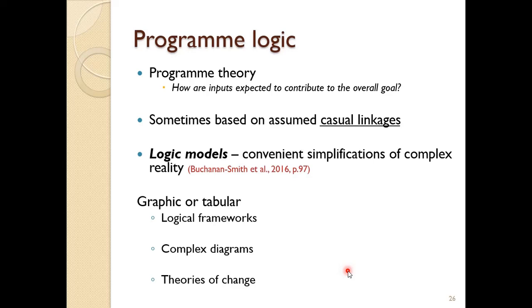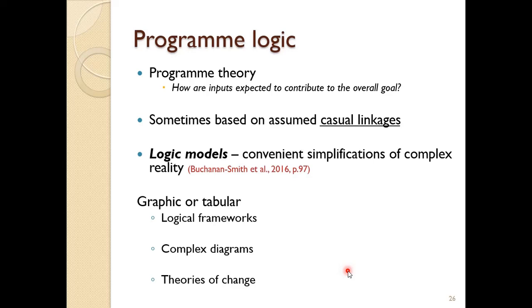The program logic mostly has to do with program theory. How are inputs plus activities expected to contribute to the overall goal? If you have your inputs, that is resources, for instance, and you invest them through activities, would they be able to produce outputs and then outcomes and then achieve overall impact? The program logic is always looking at the causal linkages between the different aspects of the program. So the logic models are convenient simplifications of that complex reality.